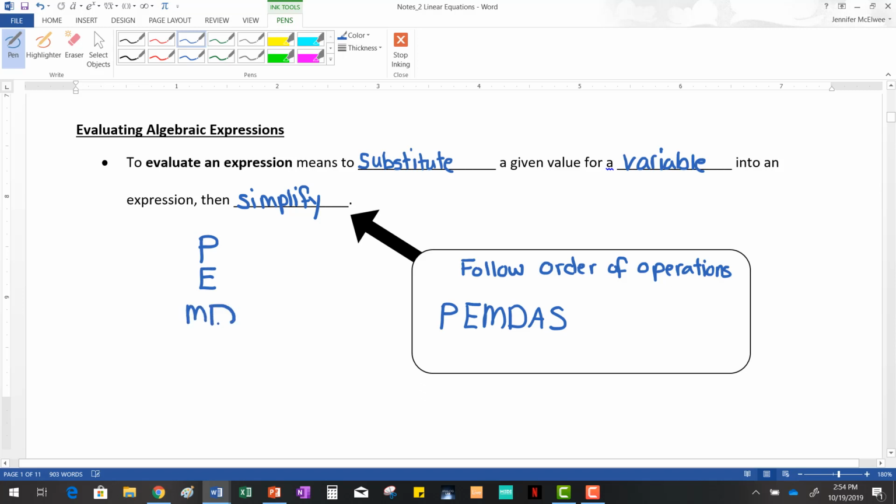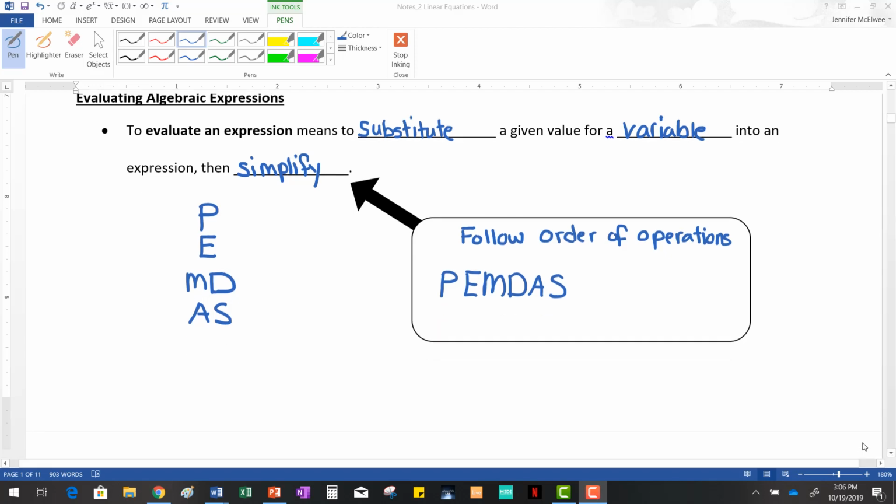If I write the M and the D together and the last two letters together, then I will remember that multiplication and division are performed from left to right if they are both in the expression. Same thing with addition and subtraction. I'm going to work the same direction that I read, from left to right. Let's move on to some examples.